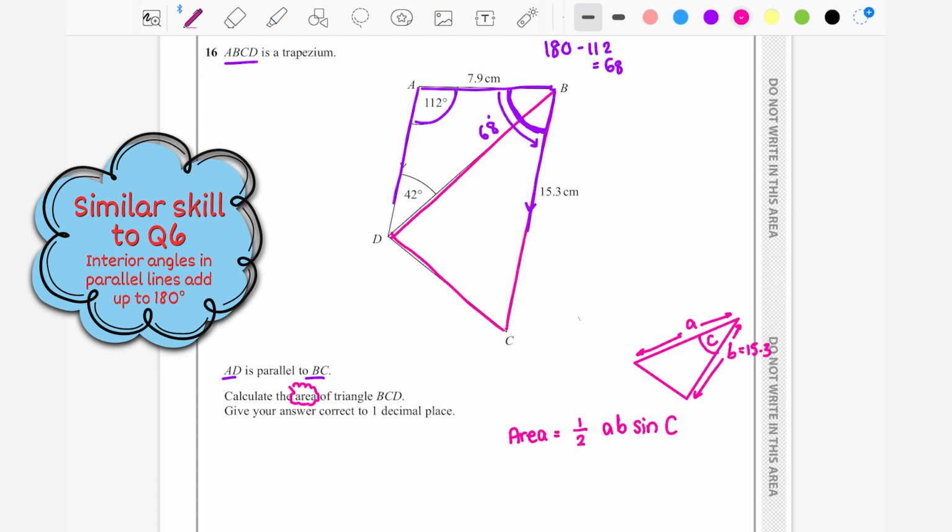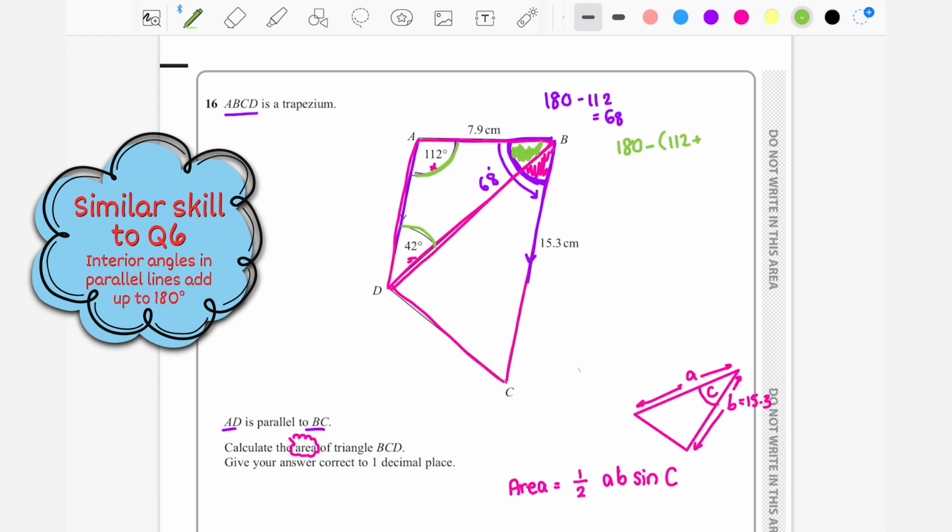But we don't want that. We just want that pink one over here. So how can we find that? Well, we've got a triangle, don't we? In that triangle, all three angles make 180. So we can find out what this angle is over here. So to find out that angle, I do 180 minus 112 plus 42. So that angle becomes 26, which means my pink angle is 42 degrees. So now I know that C is 42 degrees.